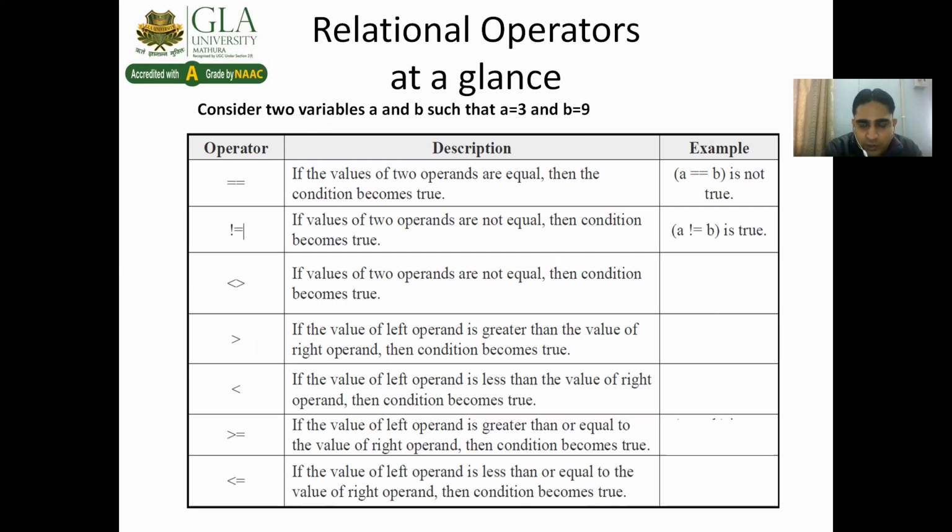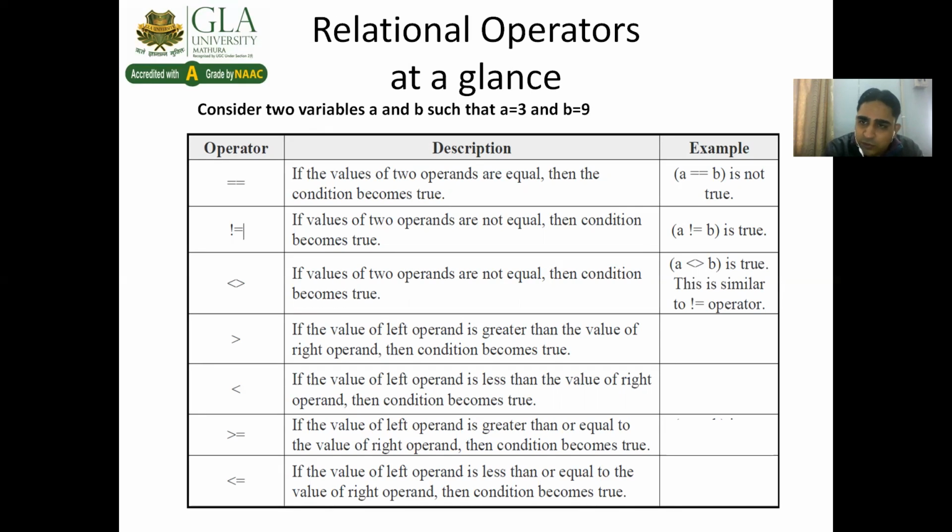Then not equal to gives you true when the values are unequal, and it gives you false when the values are equal. So a not equal to b is going to give you the true value if both the values are unequal, and it is going to give you false if both the values are equal. Because 3 and 9 are not equal to each other, it is giving you true. If the operands are not equal, you can also use a not equal to operator like this. However, this has become obsolete when we are working with Python 3.x.